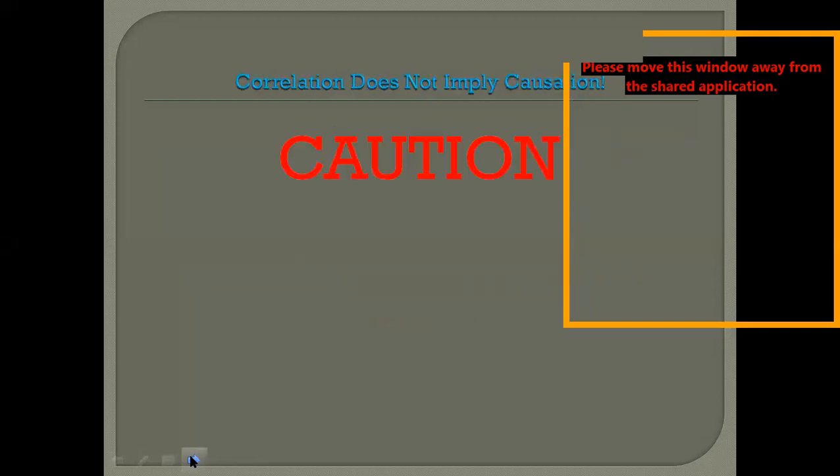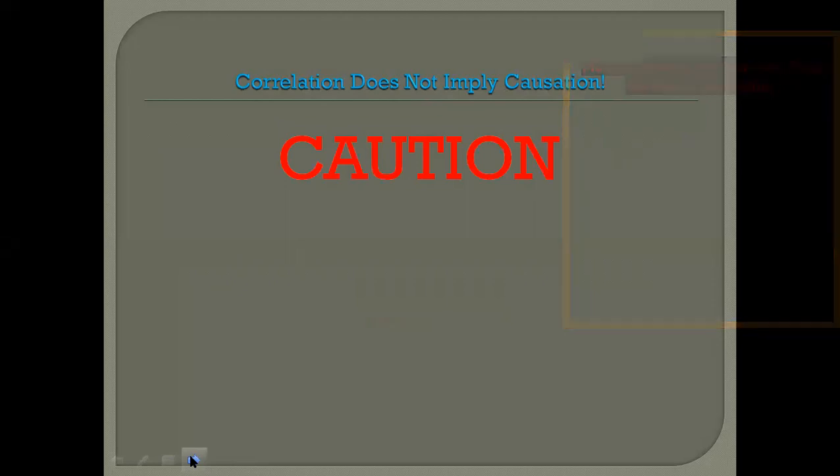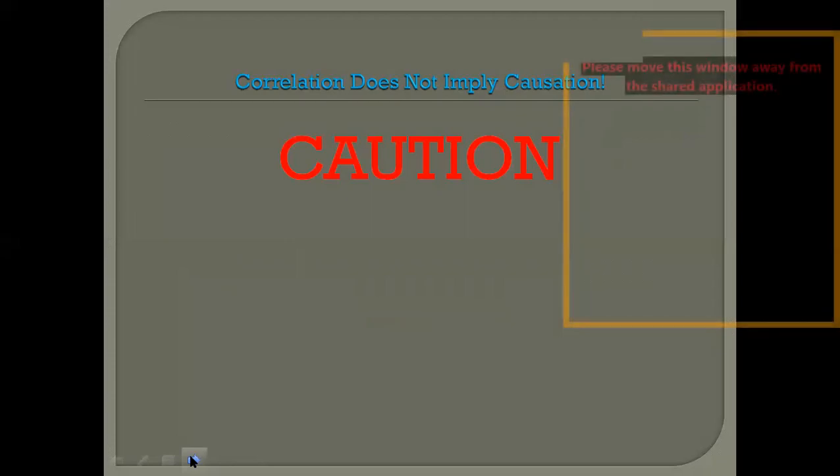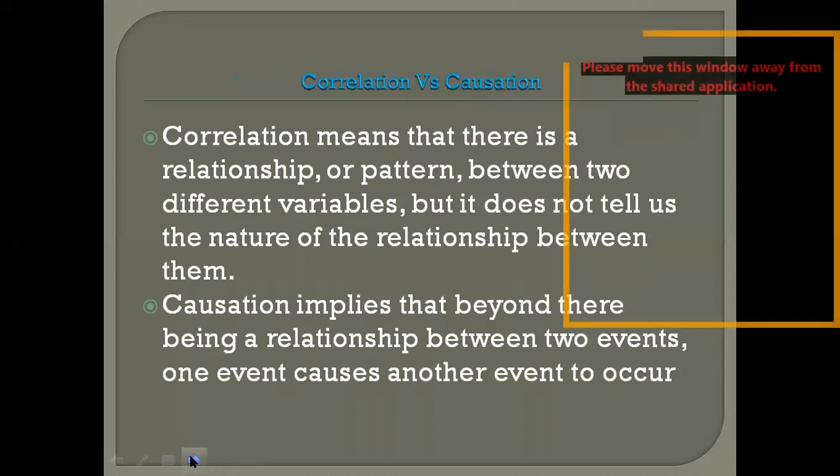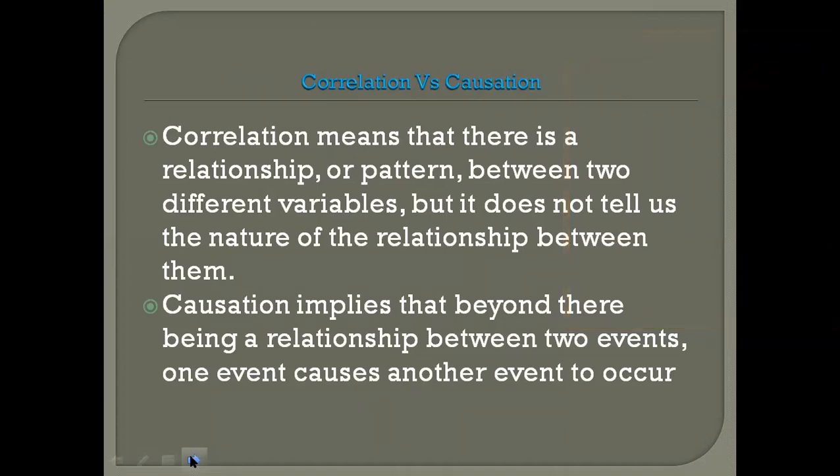Before we move to Excel, there's a small portion which is very important. You must note it in your notebook that correlation does not imply causation. Correlation means that there's a relationship or a pattern between two different variables, but it does not tell us the nature of the relationship between them. It can tell you whether it's a positive or negative correlation, but it does not imply things.